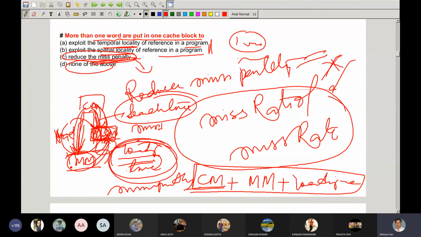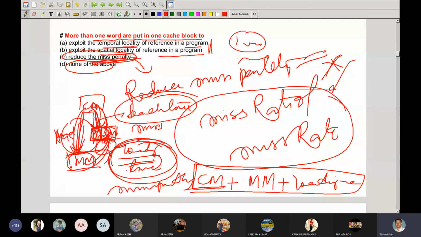So more than one word is put in one cache block. Among these, which is the correct answer? Does it reduce the miss penalty, sir? No. But the probability of getting a hit goes higher now. That I know, that is a good thing. But the miss penalty occurs when the page is not found; when the page is found, the miss penalty never happens. The answer is exploiting spatial locality. Temporal is different. Spatial means there is more than one block around.